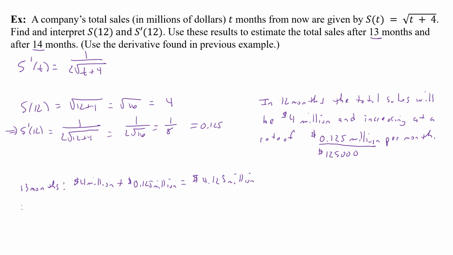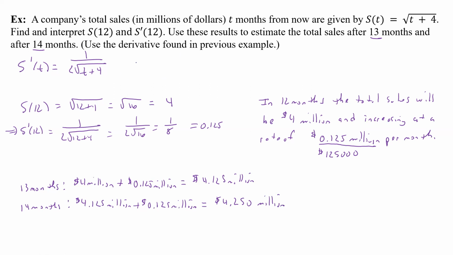Now, 14 months from now, well, we're going to have 13 months, which is 4.125 million. And we're saying it's always going to be increasing at a rate of 0.125 million per month after that. So if we add another 0.125 million, that gives us what? Well, that's going to give us 4.250 million after 14 months, or at 14 months. Okay. So that's what these are asking here.